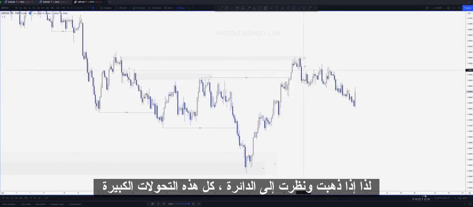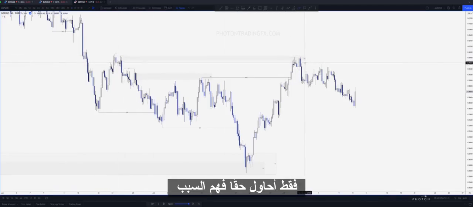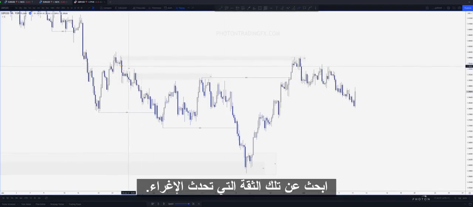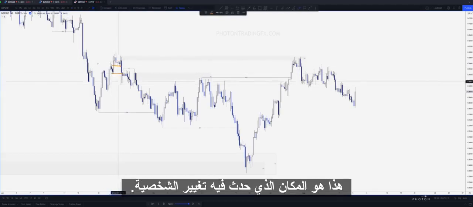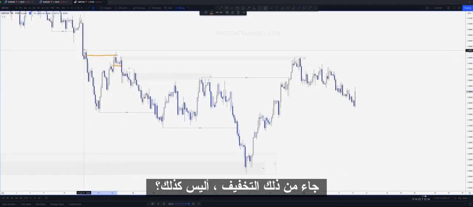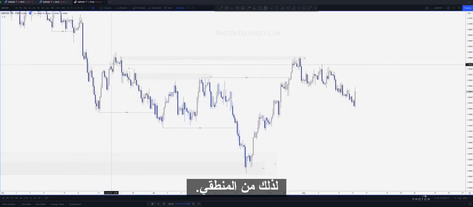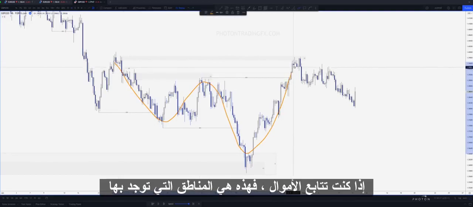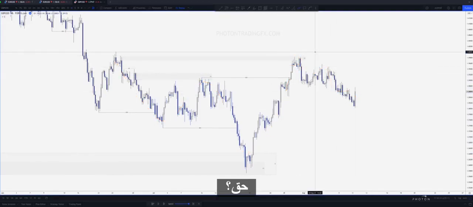So if you go and circle all of these big turning points on your charts and then dig down in the lower time frames and really try to understand why this is happening. Look for the confluence that happens: inducement, liquidity sweep, flips. That's where the change of character occurred. It came from that mitigation, in more of the premium, the EQ of that prior range. So it makes sense, if you're following the money, that these are the areas where there's going to be big money to then initiate those larger moves.